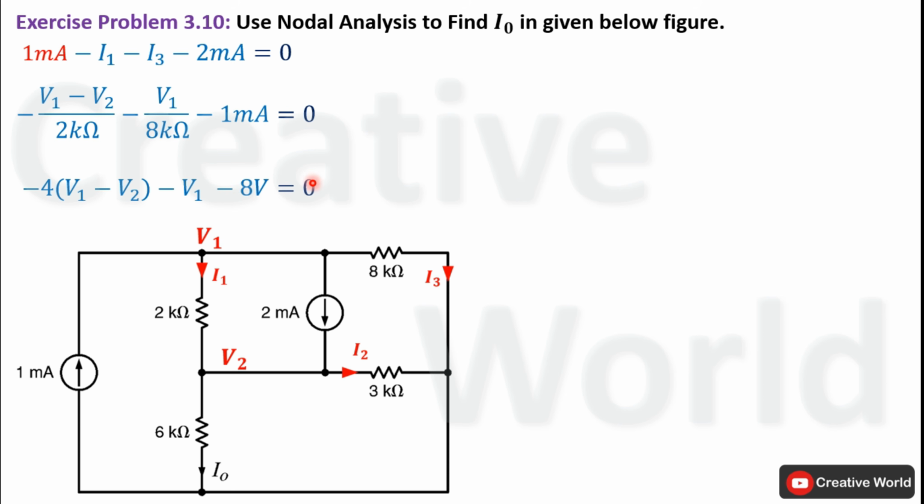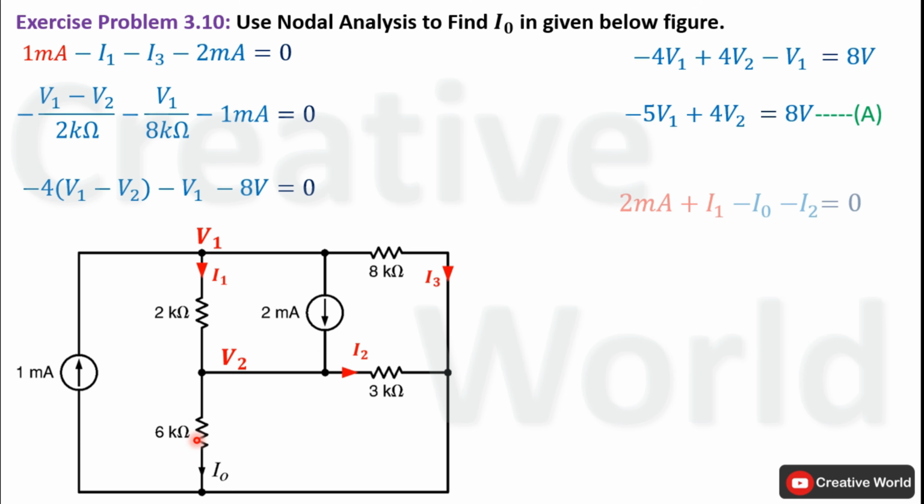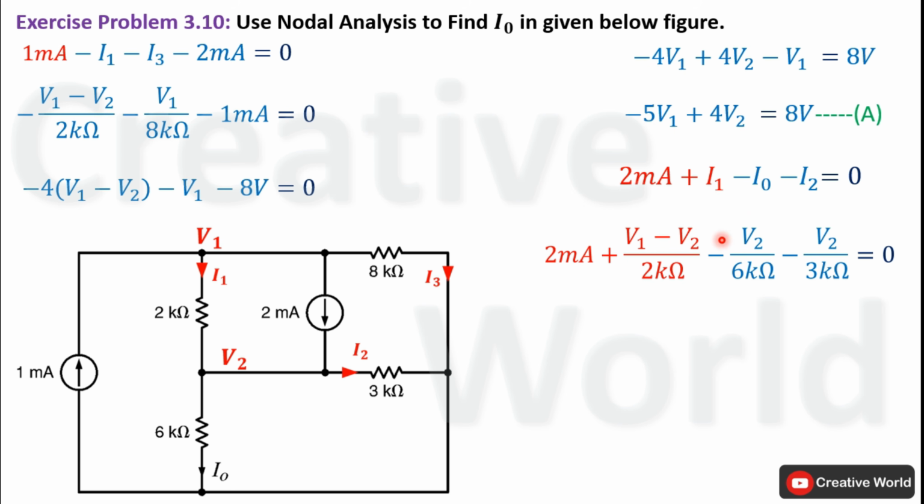Now we will apply Kirchoff's current law on this node. On this node, two currents are entering, I1 and 2 mA, while two currents are leaving, I2 and I0. Entering currents are taken with positive sign and leaving currents are taken with negative sign. Now we have to replace these three currents with their respective equations. Current I1 is equal to V1 minus V2 divided by 2 kilo ohm as we have calculated in previous step. Current I0 will be equal to V2 divided by 6 kilo ohm. Similarly, current I2 will be equal to V2 divided by 3 kilo ohm.